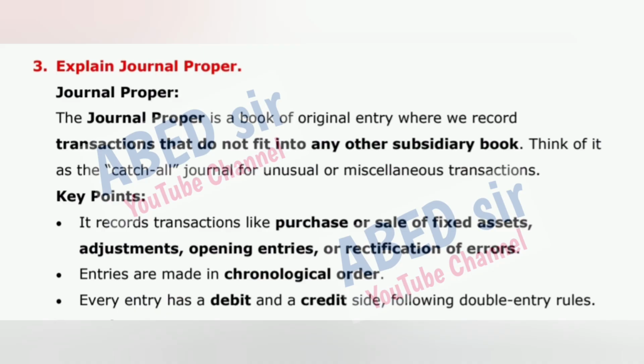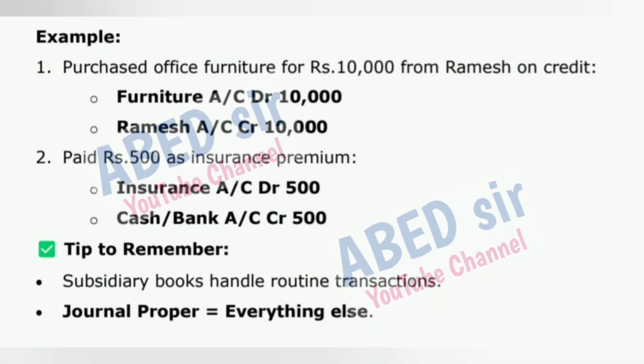Entries are made in chronological order. Every entry has a debit and a credit side, following double entry rules. Example: 1. Purchased office furniture for 10,000 rupees from Ramesh on credit. Furniture A/c Dr 10,000. Ramesh A/c Cr 10,000. 2. Paid 500 rupees as insurance premium. Insurance A/c Dr 500. Cash/Bank A/c Cr 500. Tip to remember: subsidiary books handle routine transactions. Journal proper is equal to everything else.